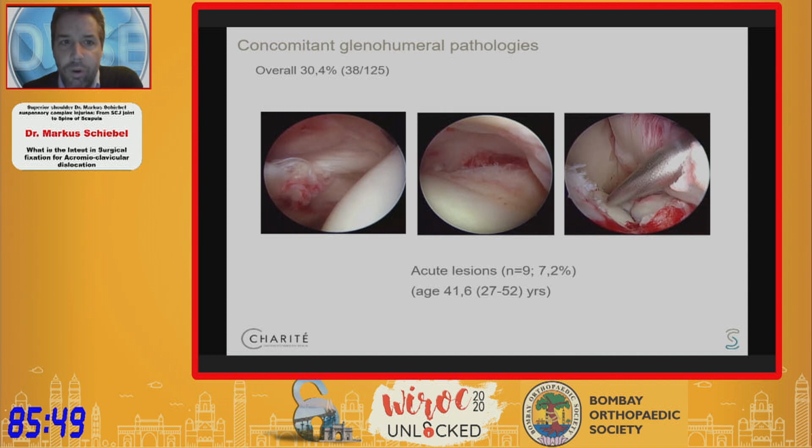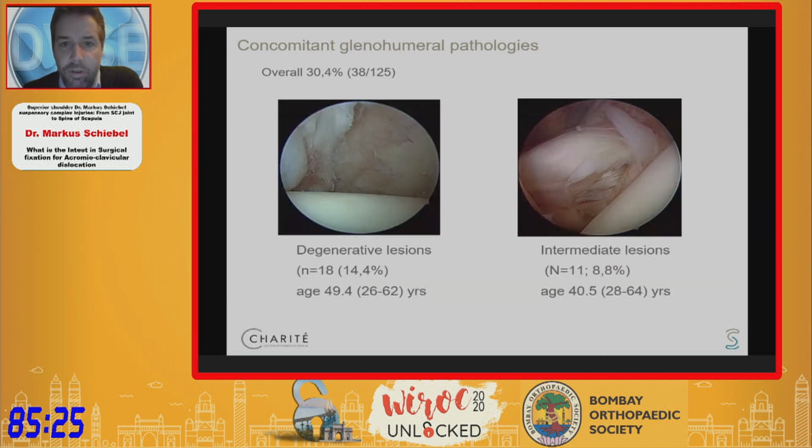And we found overall 30.4% of concomitant glenohumeral pathologies. And we divided these pathologies into acute lesions, as you can see here, either upper subscap tears, subtotal supraspinatus tears, or posterior instability with reverse Hill-Sachs lesions. We had an overall prevalence of 7.2% of acute lesions in this cohort.